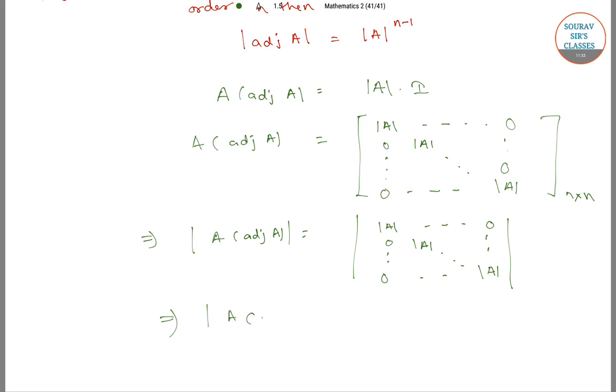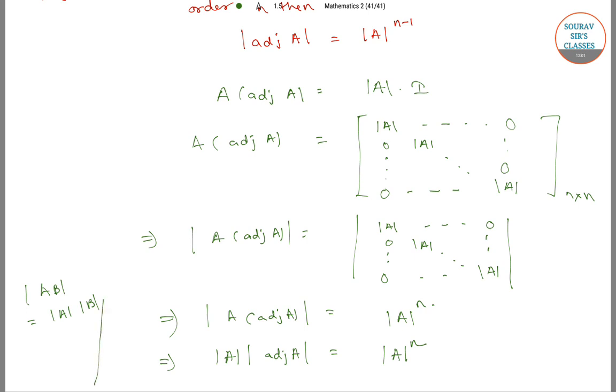So this would be equal to |A| raised to the power n. Now we know that |AB| = |A| into |B|. Therefore, this is equal to |A| into |adj A| = |A| raised to the power n, which implies |adj A| = |A| raised to the power n - 1.